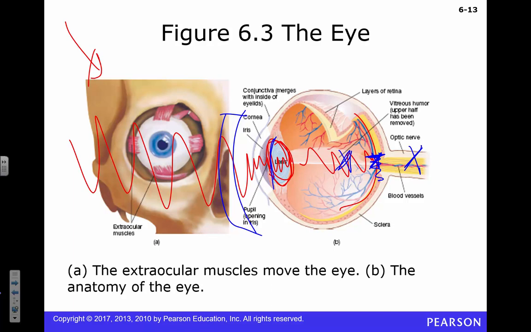Either or? Okay. But that's what LASIK will do. It'll kind of change the shape of things out here so that the light waves are focused differently. So not everybody is a candidate for that, depending on the sort of problem.